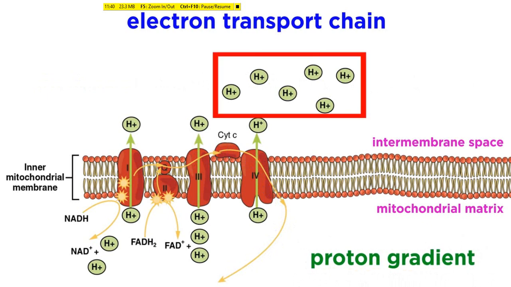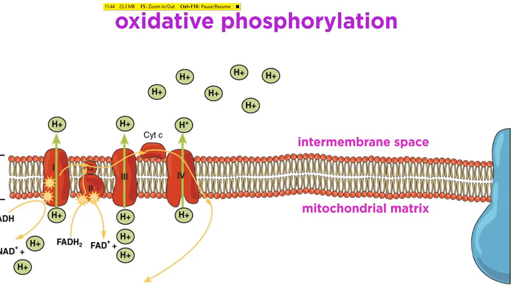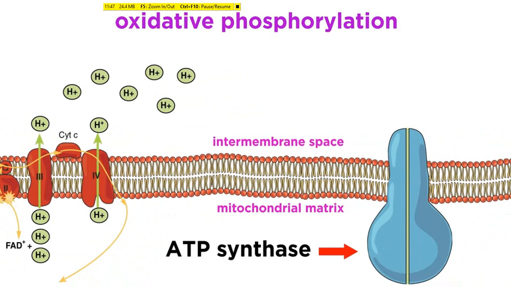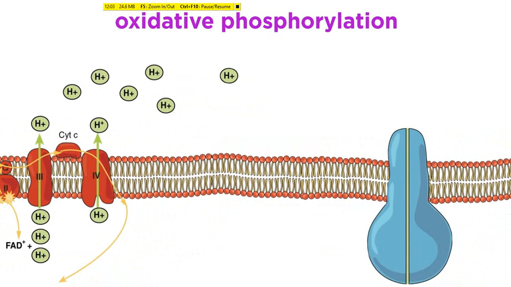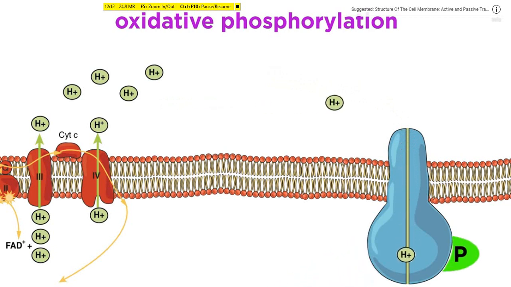Protons accumulate outside of the inner mitochondrial membrane, which then go to power another protein complex called ATP synthase. As you might guess from the name, this is the component that synthesizes ATP. Because the proton concentration becomes greater in the intermembrane space than inside the mitochondrial matrix, the protons will spontaneously move with the gradient to re-enter the mitochondrial matrix, and the only route available is through ATP synthase.